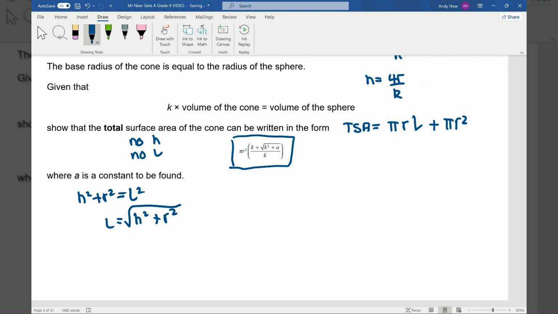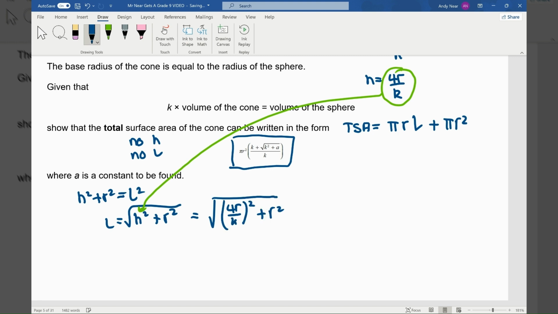Now, I don't want any h's in my rule. So what I'm going to do is pick up this, which is equal to h, and put it into here. So when I do that, I'm going to get the square root of 4r on k all squared plus r squared. Now, if I square that out, I'm going to get 16r squared on k squared plus r squared.